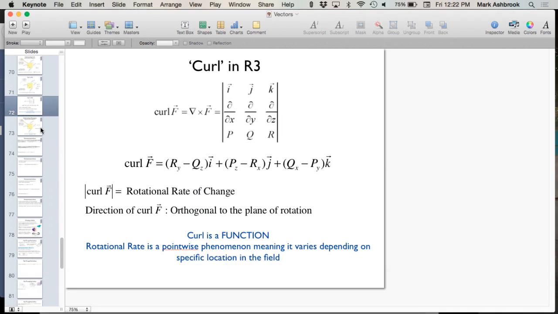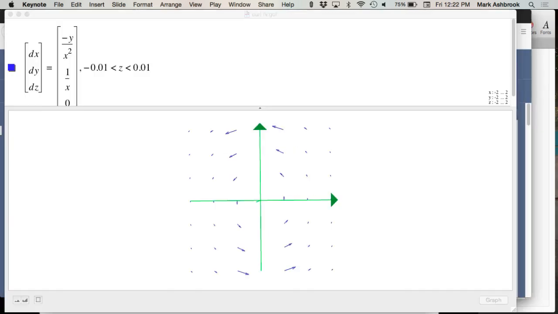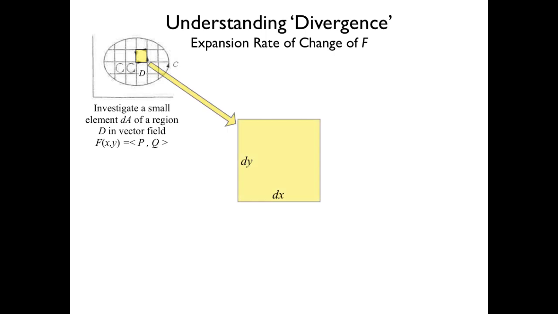All right, so let's talk about the other one. Divergence. Divergence is the other kind of rate of change that you have in a vector field, and that's a matter of expansion and contraction. At what rate is the field expanding or contracting? Again, as a pointwise phenomenon, location-wise. So again, we're going to investigate one small element, and we'll just do dx dy.